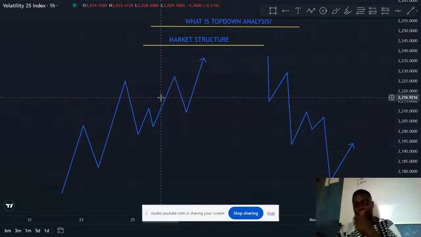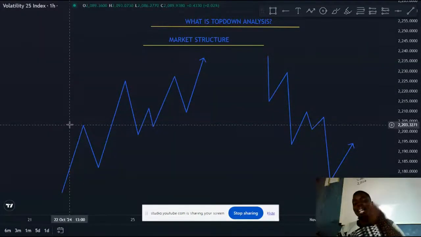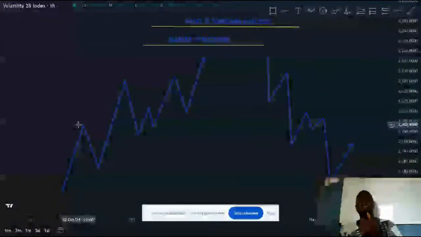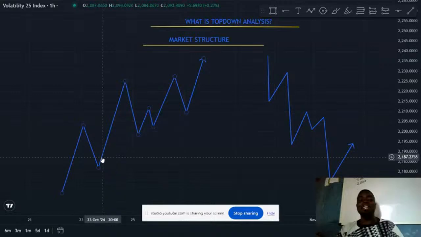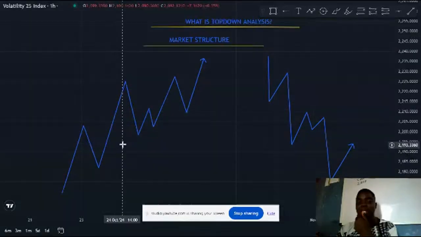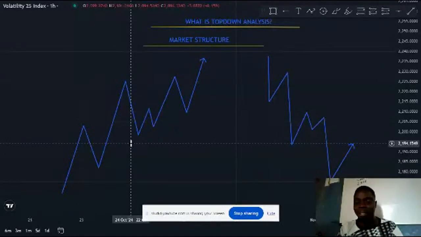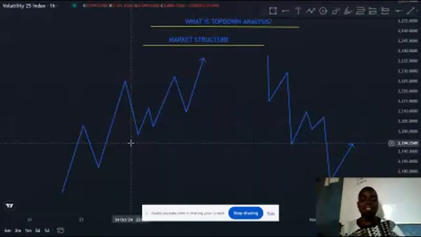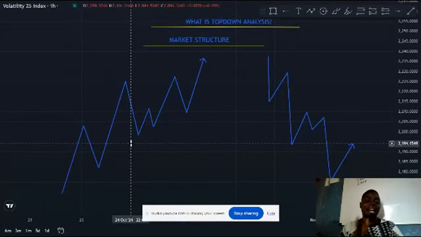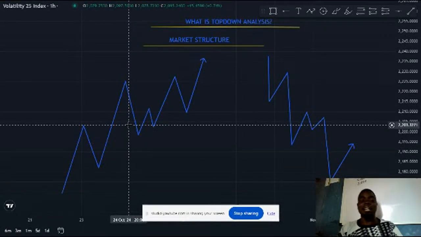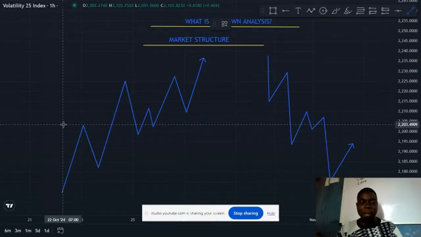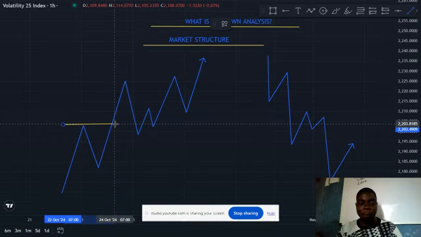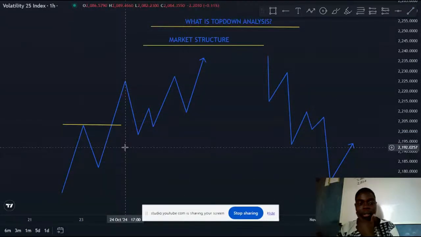A high, for it to be called a higher high, is when a higher low breaks a structure. You will not be seeing any low on the chart and be calling it a higher low. No, no, no. There are certain things we look at before we call that a higher low or a higher high. Technically, if you look at this market from a technical perspective, you know that this is a break of structure.